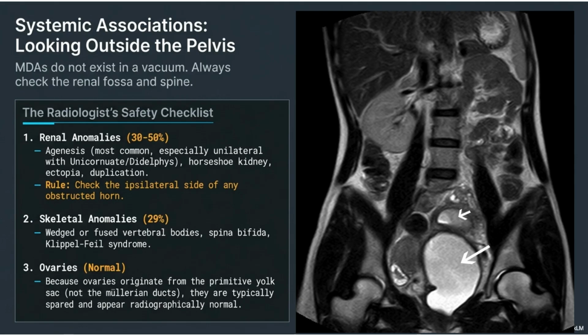MDAs often have systemic associations, so always look outside the pelvis. Renal anomalies are common, affecting 30 to 50% of cases, and skeletal anomalies affect about 29%. Ovaries are typically normal, as they originate from the primitive yolk sac.